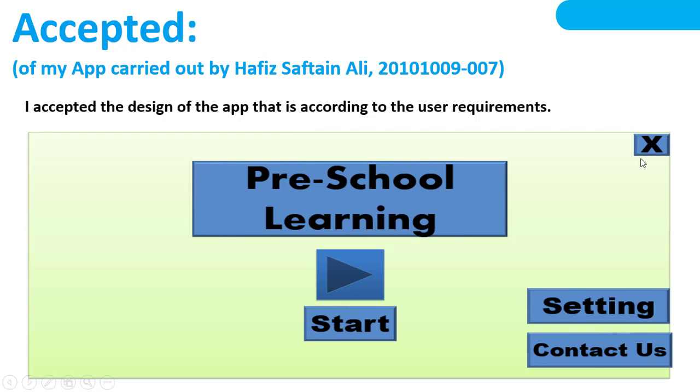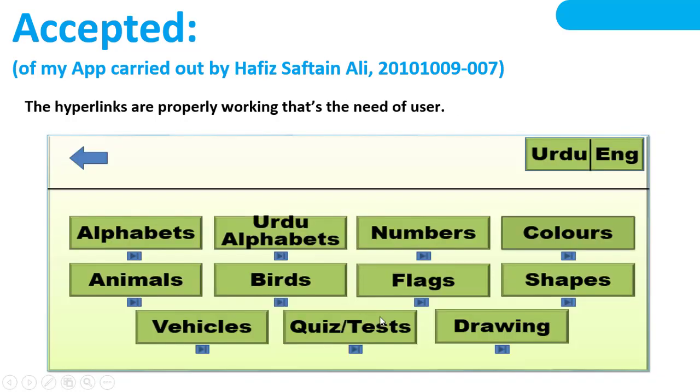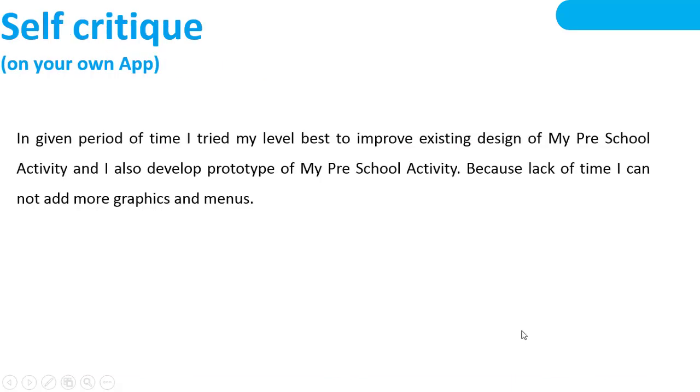The user said the exit button should be present, along with settings, contact us, and the start button. After that, they said the hyperlinks are working properly. So that's the need of the user. If you go to the alphabets they will appear, and some new buttons are added like Urdu alphabet, quiz test, and drawing, etc.